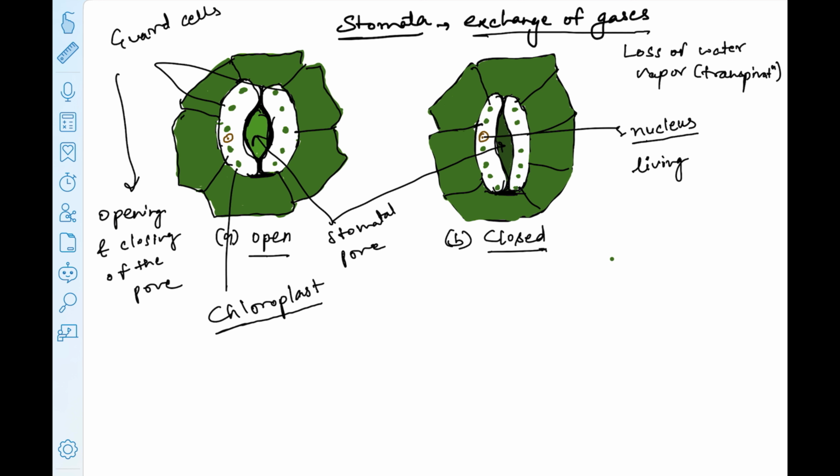So think of stomata as tiny doors on a leaf. The doors are the pores and the watchmen of these doors are the guard cells. They decide when to keep the door open to take in carbon dioxide for photosynthesis and when to shut it to stop losing too much water.